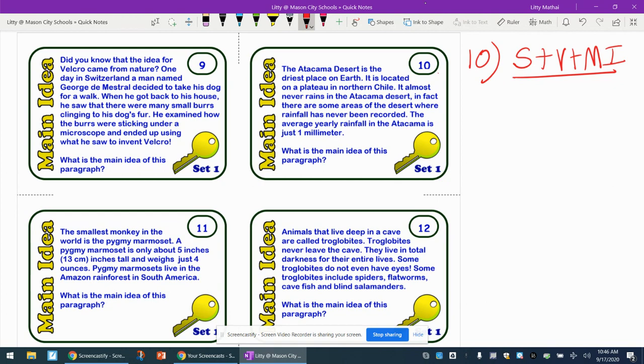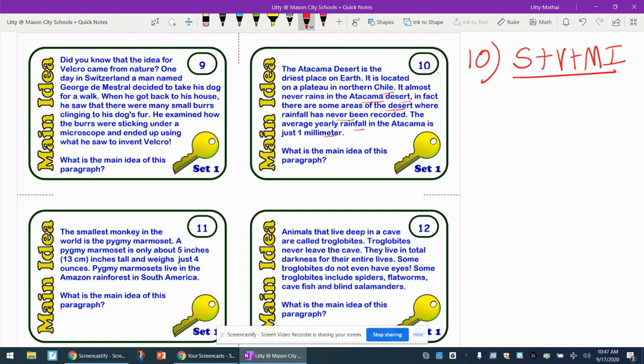The Atacama Desert is the driest place on Earth. It is located on a plateau in northern Chile. It almost never rains in the Atacama Desert. In fact, there are some areas of the desert where rainfall has never been recorded. The average yearly rainfall in the Atacama is just 1 millimeter. Oh my gosh. So I'm going to read it one more time, and this time I'm going to annotate what I'm noticing is important, keywords, key facts.